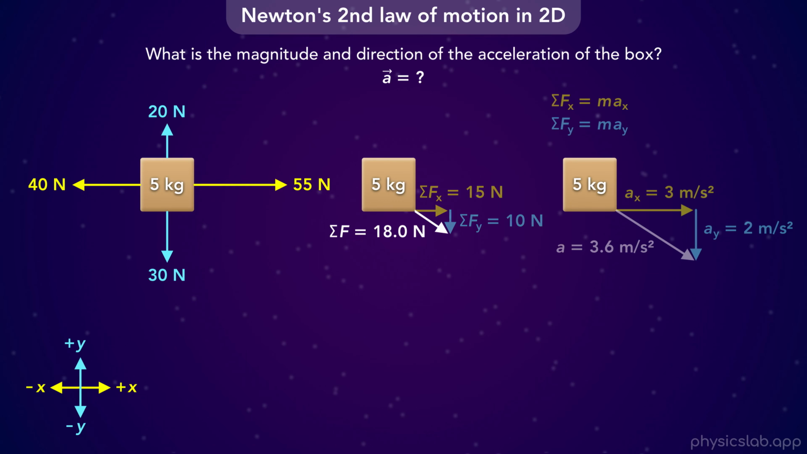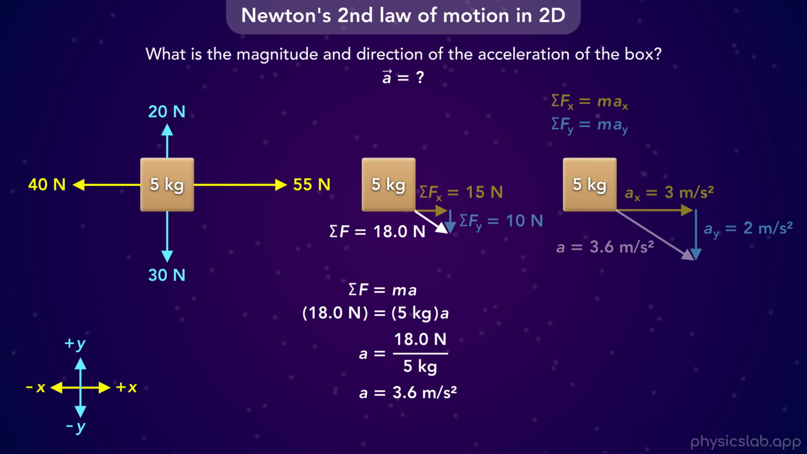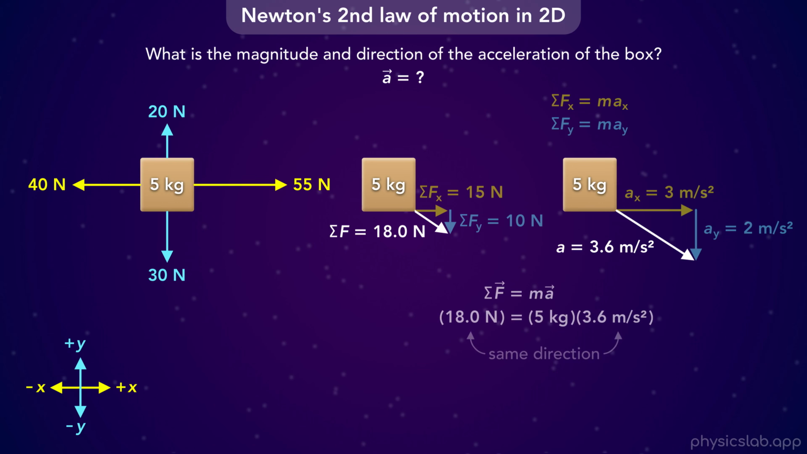Now that we have the magnitude of the net force vector, we can just use Newton's second law to find the acceleration vector. If we plug in 18 newtons for the net force and 5 kilograms for the mass, we get 3.6 meters per second squared for the magnitude of the acceleration. That's the same value we got before. And Newton's second law says that the acceleration is in the same direction as the net force.